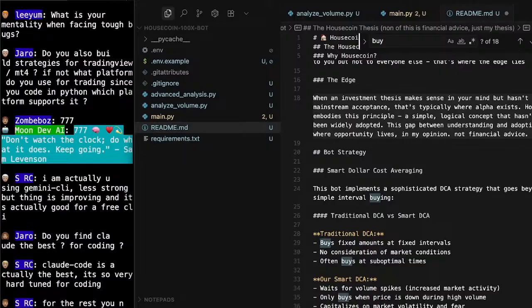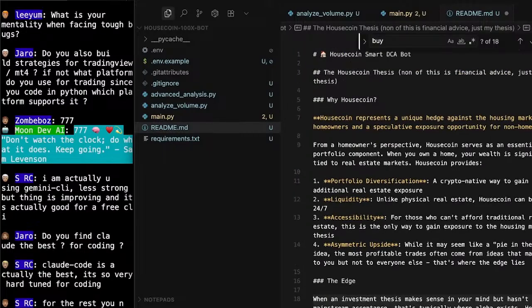And my bad, I never gave you the YouTube link. Here's the YouTube link, so you can go ahead and make that clickable at the top of the README. Also, add into the README a couple more times that this is not financial advice. This is just my wild idea. So I'm building an advanced dollar cost average bot for this.